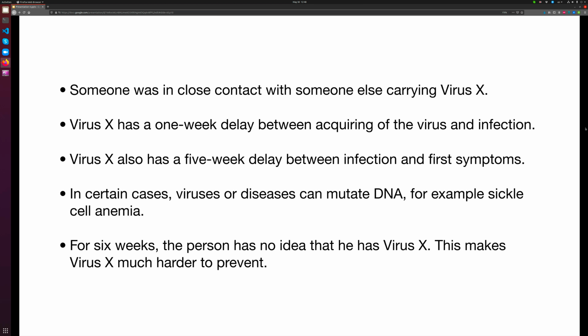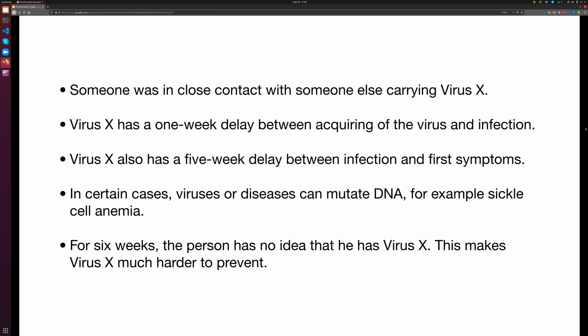So, detecting sequence variations. Someone was in close contact with someone else carrying virus X. Viruses like virus X can cause mutations. They can mutate DNA. Sickle cell anemia can also do the same thing. It is a disease that can involve mutations. So in certain cases, a virus could mutate the DNA.